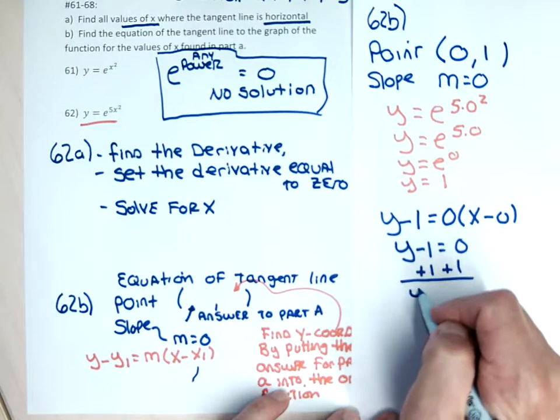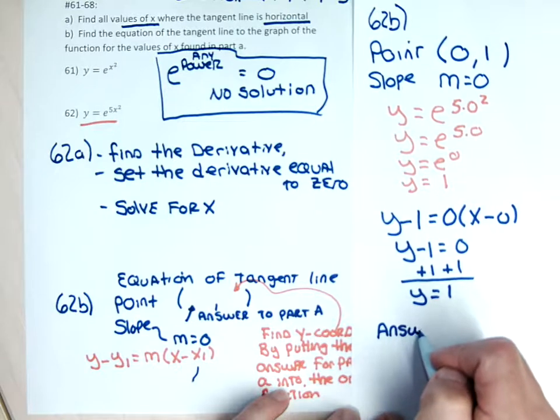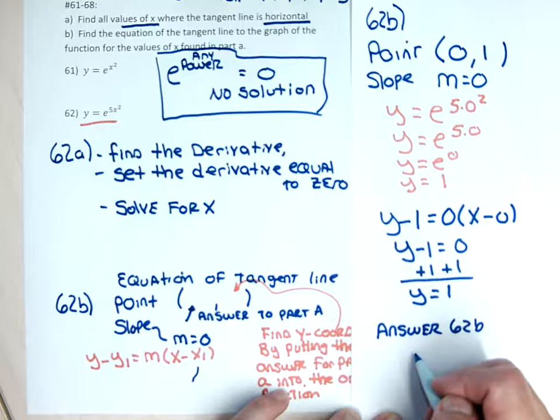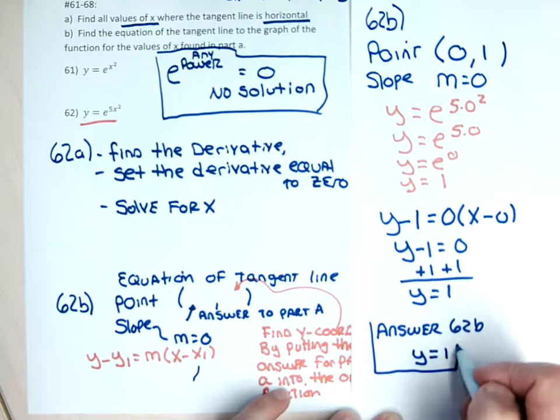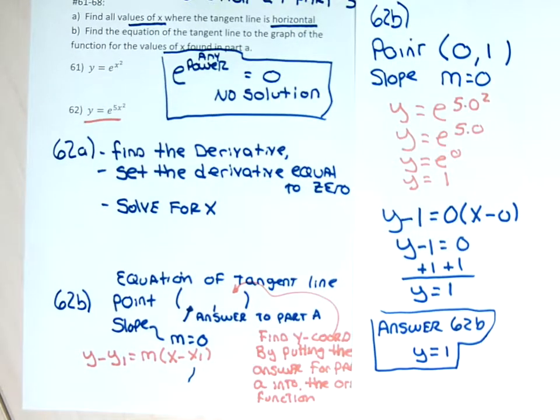There are definitely shortcuts to get the equation of the line when the slope is 0. Basically, you can just write the equation y equal to the y coordinate of the point. So that's all of 62.